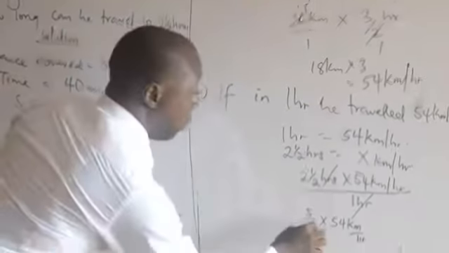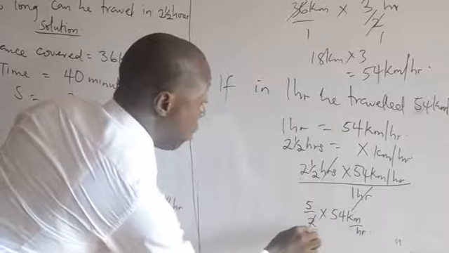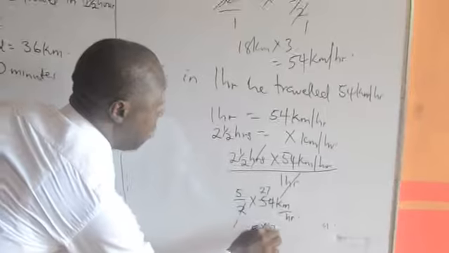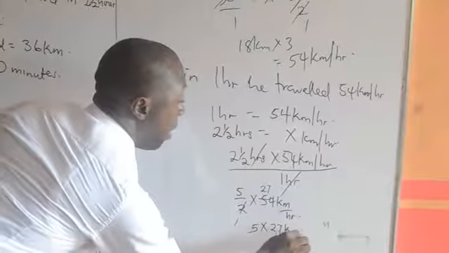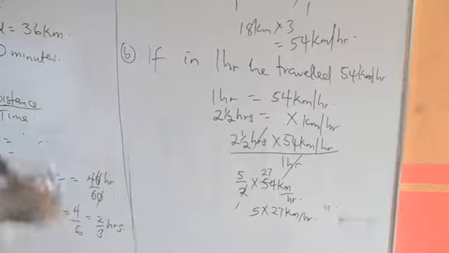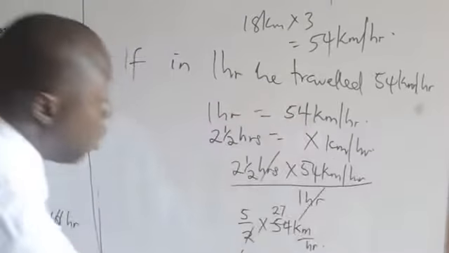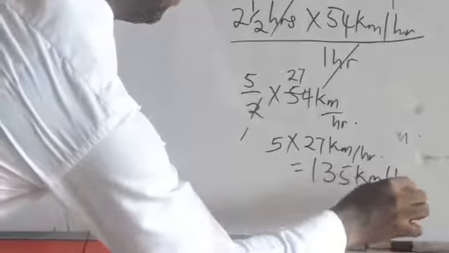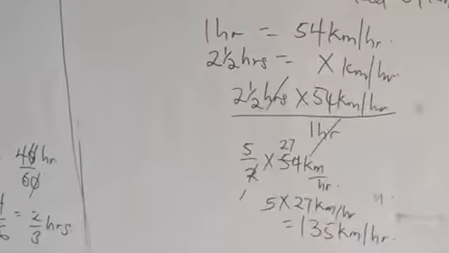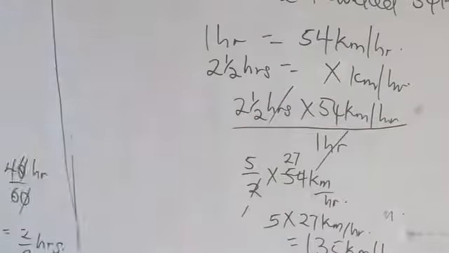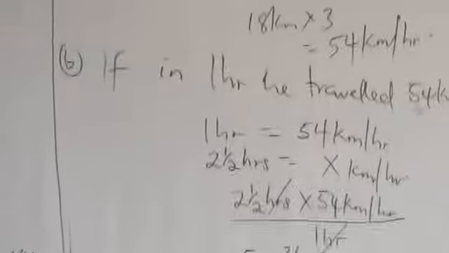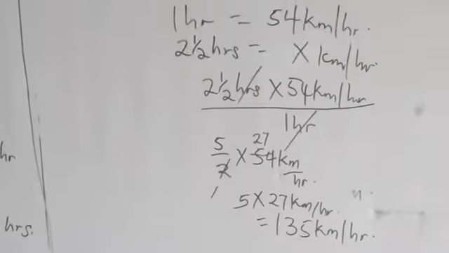So we have 2 here will give us 1, and 2 in 54 will give us 27. We end up getting 5 times 27 km per hour, and 5 times 27 will give us 135 km. That is, in 2.5 hours, you will cover a distance of 135 km.